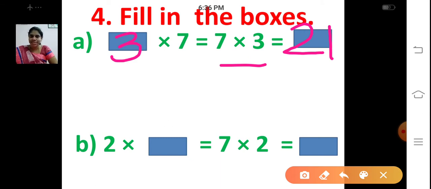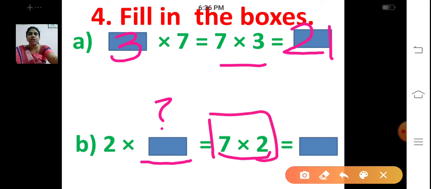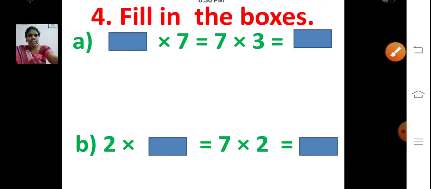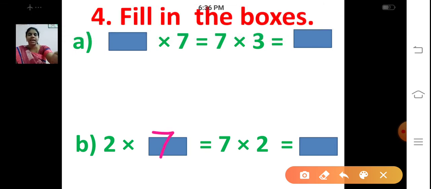Now let's move on to the next sum. 2 into dash is equal to 7 into 2. Here we know 7 into 2. Now shall we change the order? 7 into 2 or 2 into 7. So write down 2 into 7. In the empty box write 7. So 7 is missed out. 2 7s are, 7 2s are is also equal to 2 into 7.